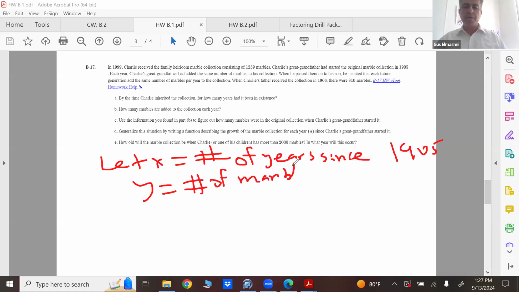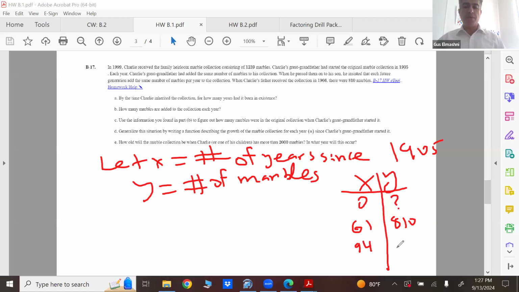In any particular year. So let's make a table. A table is a good way to analyze this. I'm going to let X be 0 for 1905, but I don't know how many marbles there were in 1905, so I'll put a question mark. Now, in 1966, how many years have passed from 1905 to 1966? 61. And there's 810 marbles. How about in 1999? How many years have passed since 1905? Good. And there's 1239 marbles. And this is the big hint: he added the same number each year. So it means you're dealing with a linear function.